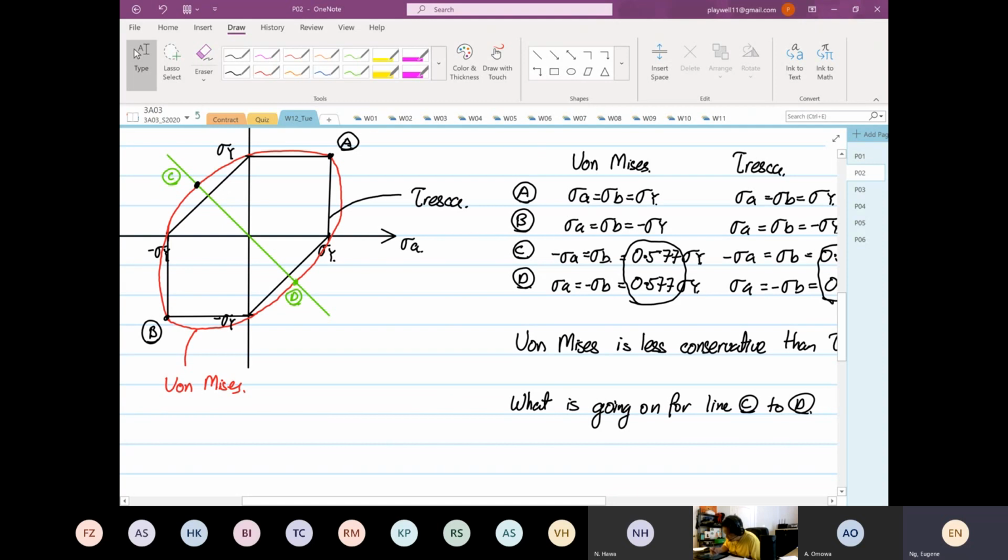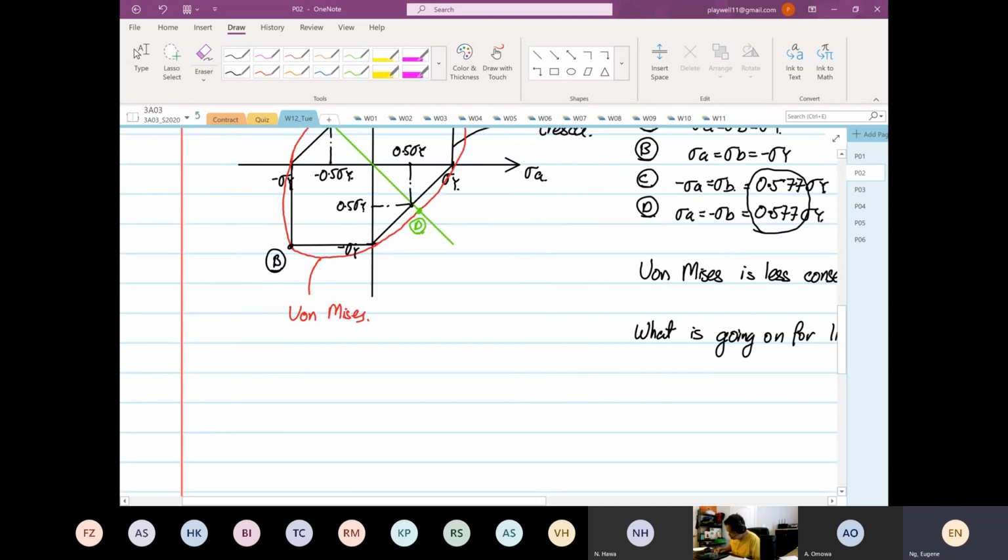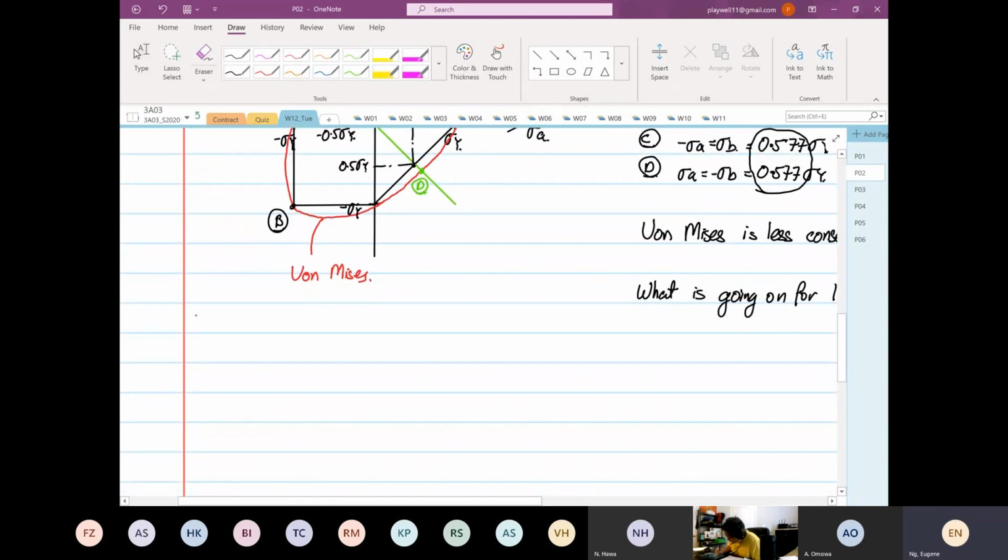So we realize that over here, and over here, this value is exactly what? Half. This value is exactly half. Or if you look at either scale, either axis is still half of the stress U. So what is going on down here? When is it possible that it's going to be half on Mohr's circle? So let's look at Tresca.